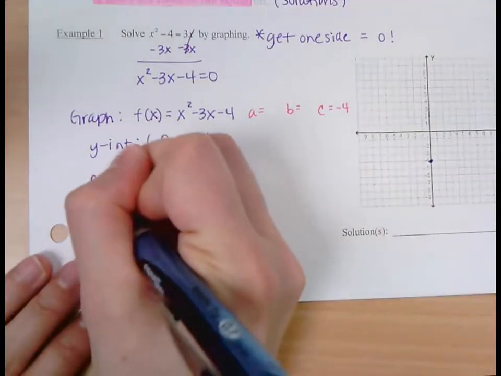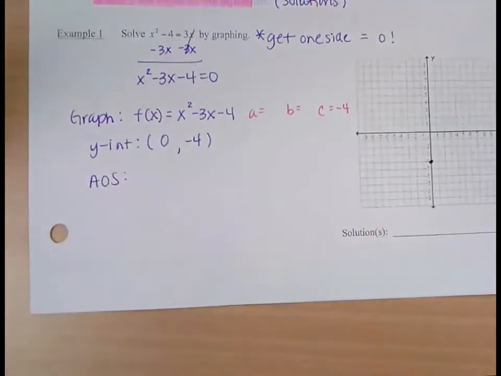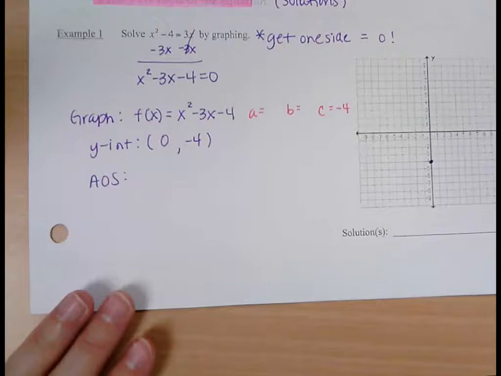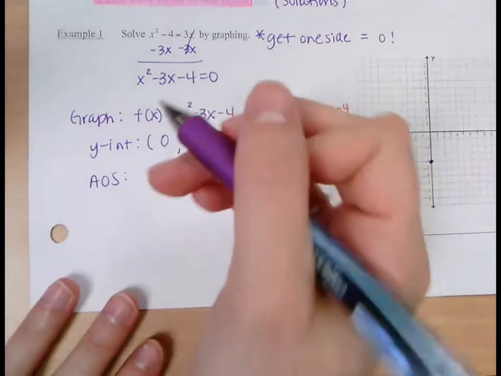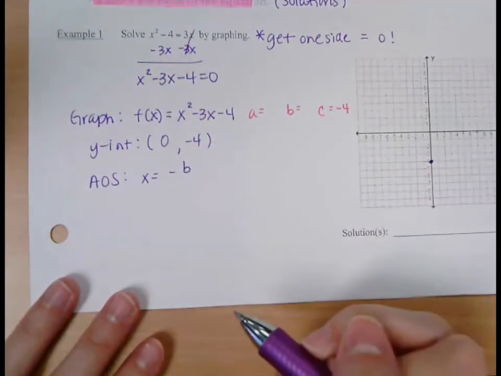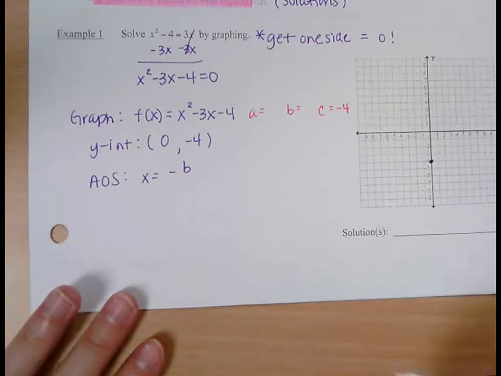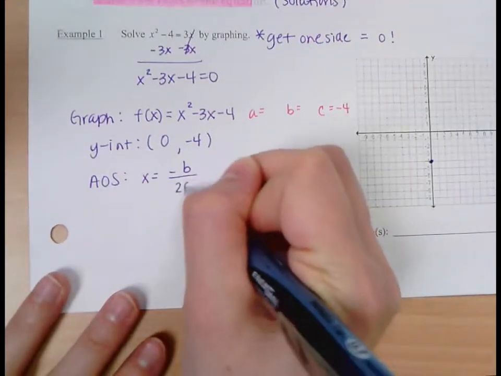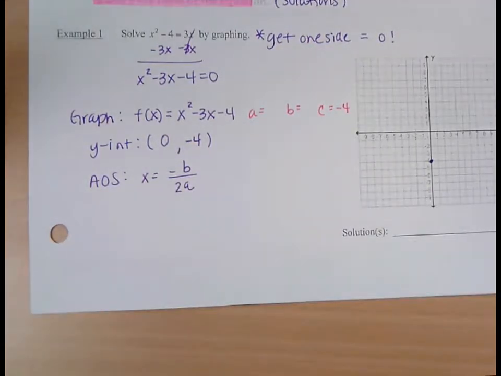But yes, we found on Friday the axis of symmetry. I just abbreviated that as AOS. And there was a formula to find that. Anyone remember what the formula was? So x equals, opposite of b, or -b divided by 2a.